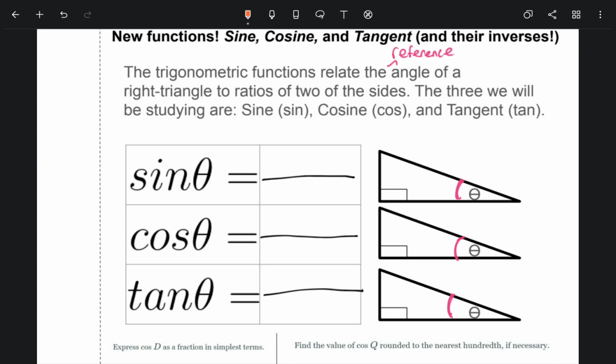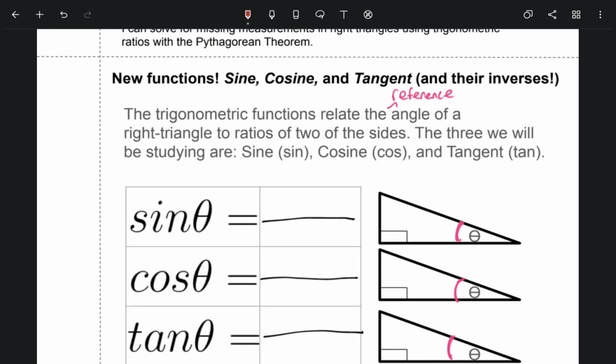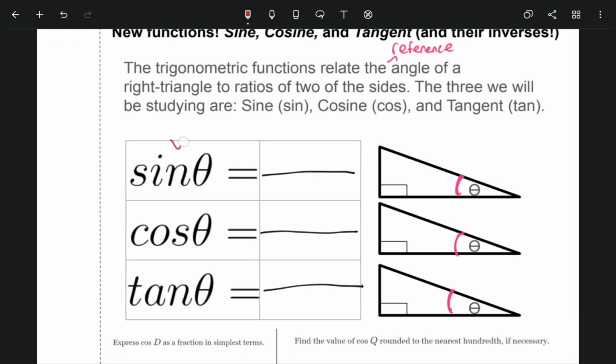Now, these are functions performed on the angle itself, so sine of the angle. It is not sine times angle. So like this says sine of theta, not sine times theta. Okay. These are specific functions where you plug in your angle and you're going to get some ratio.